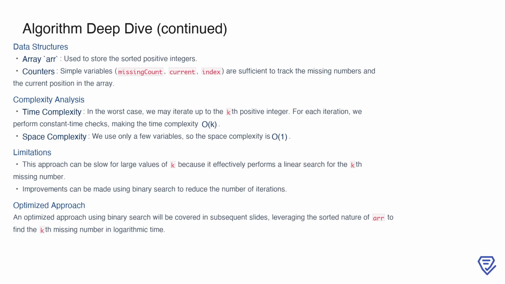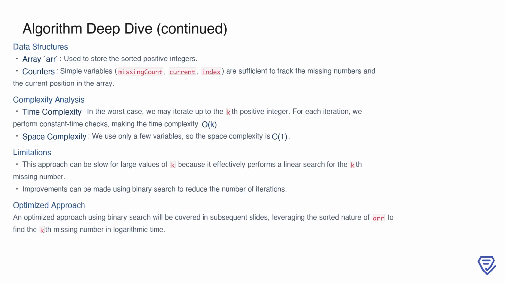In terms of time complexity, the worst-case scenario involves iterating through all positive integers up to the kth missing number. Since each iteration involves constant time operations, the time complexity is O(k). The space complexity is minimal, as we only use a few variables, making it O(1). Despite its simplicity, this brute force approach has some limitations. For large values of k, the linear search can become slow and inefficient.